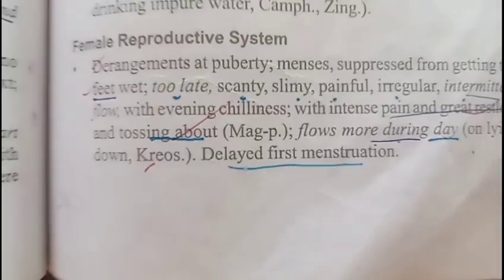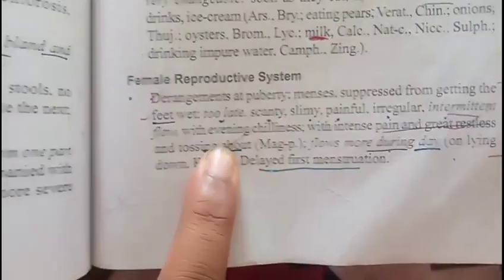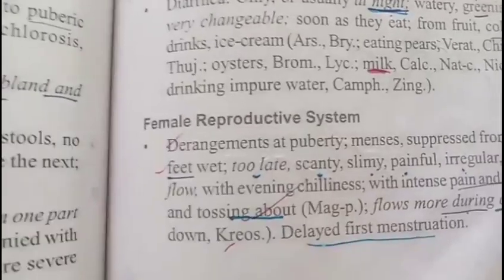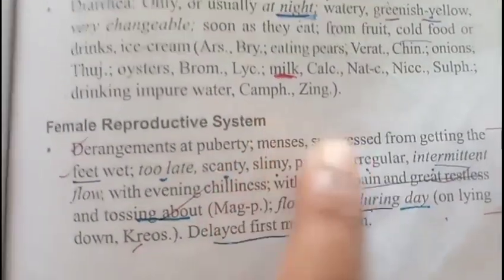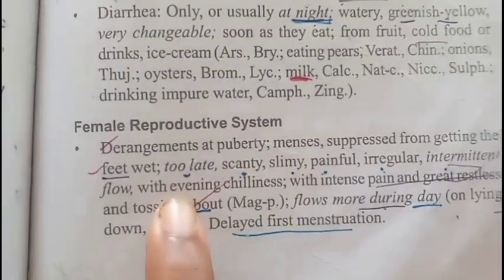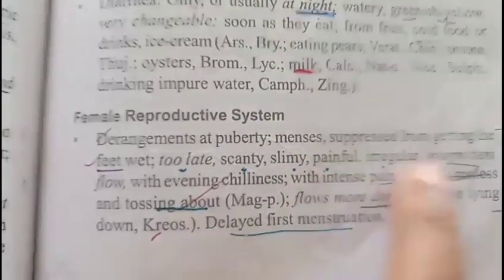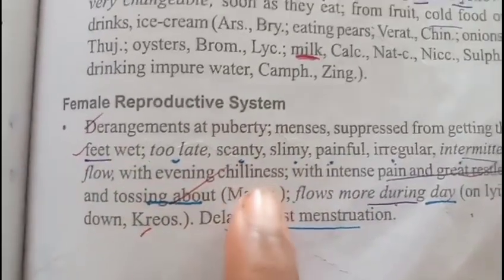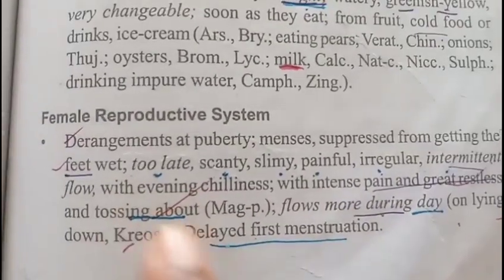Then reproductive system, mainly the chief complaint is protracted menstruation, meaning long duration, derangement at puberty. Since puberty she is not well, menses is suppressed because of getting feet wet. Conium is there, Dulcamara is there, you should compare it. Too late, scanty, slimy, painful, irregular, intermittent flow. This is the character of the flow. Then with evening chilliness, intense pain, great restlessness, tossing about, agony like Aconite.